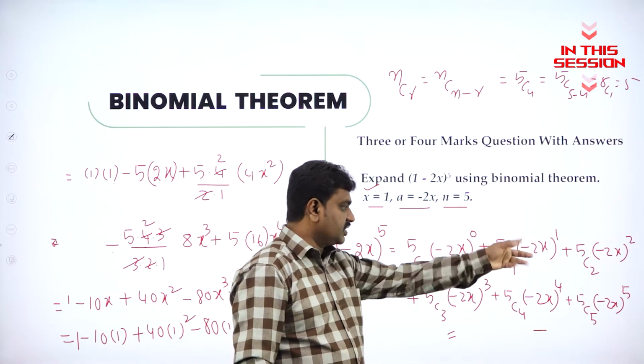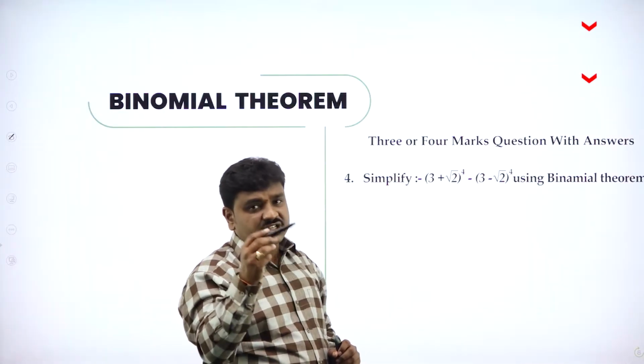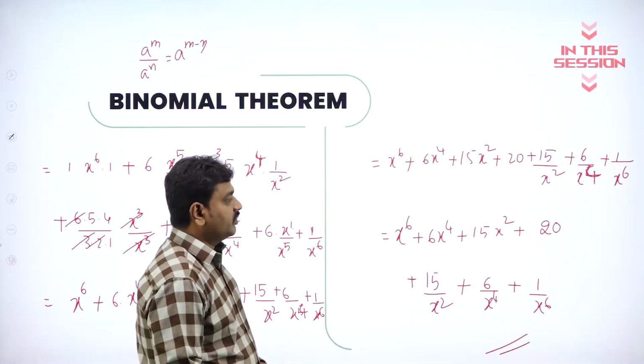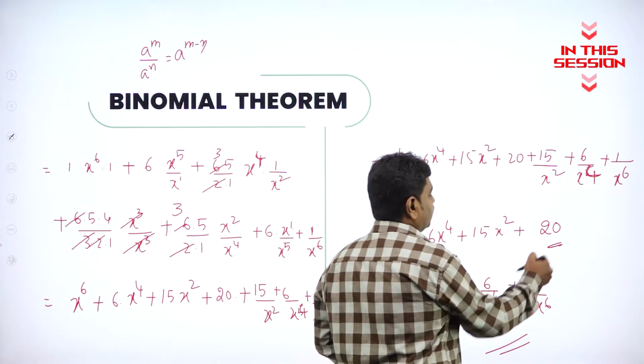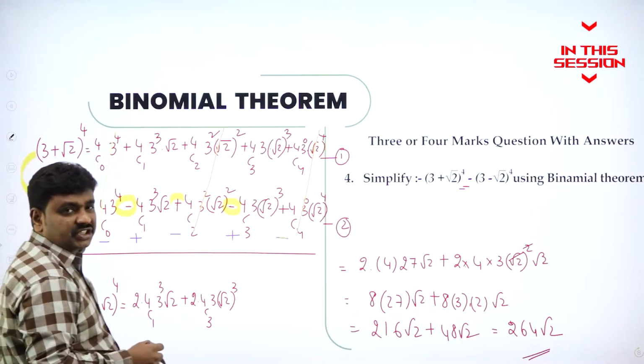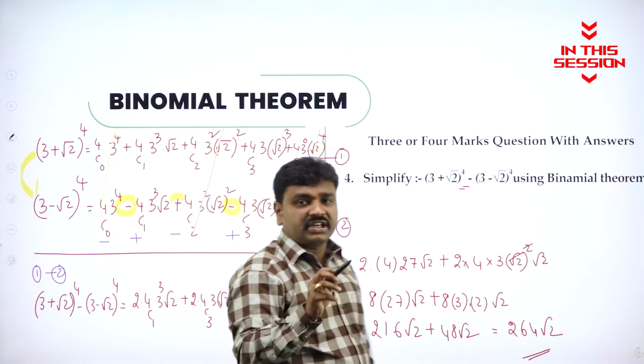5c0, 5c1, 5c2, 5c3, 5c4, 5c5. So opposite, when you subtract, the sign changes and opposite terms cancel, like terms get added. Same technique. In between we have the term independent of x. This does not have x. The middle term is a term independent of x, we'll say. When you subtract, the sign changes, opposite terms cancel, like terms get added.